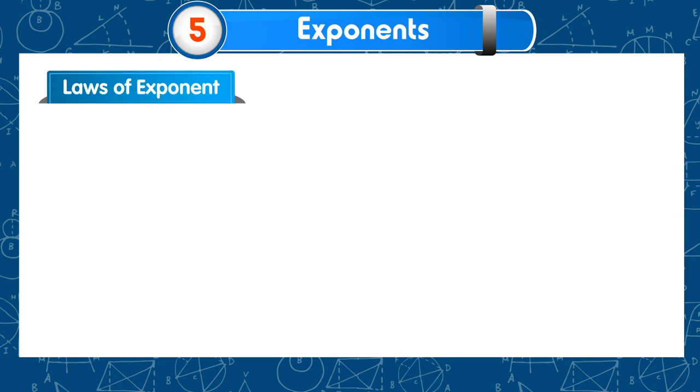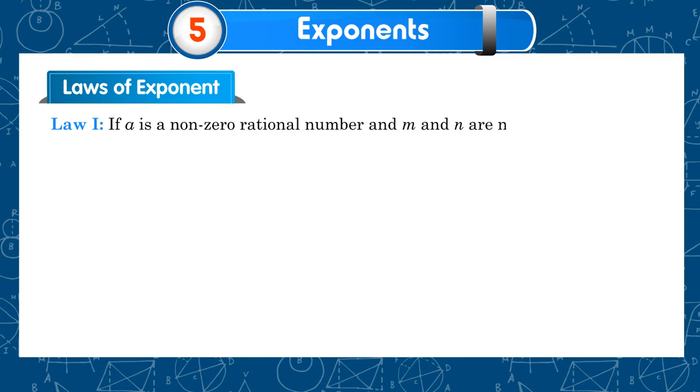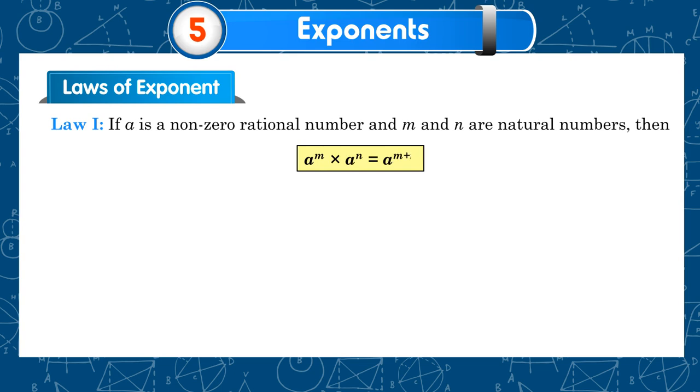Laws of exponent. Law 1. If a is a non-zero rational number and m and n are natural numbers, then a raised to the power m into a raised to the power n equals a raised to the power m plus n.